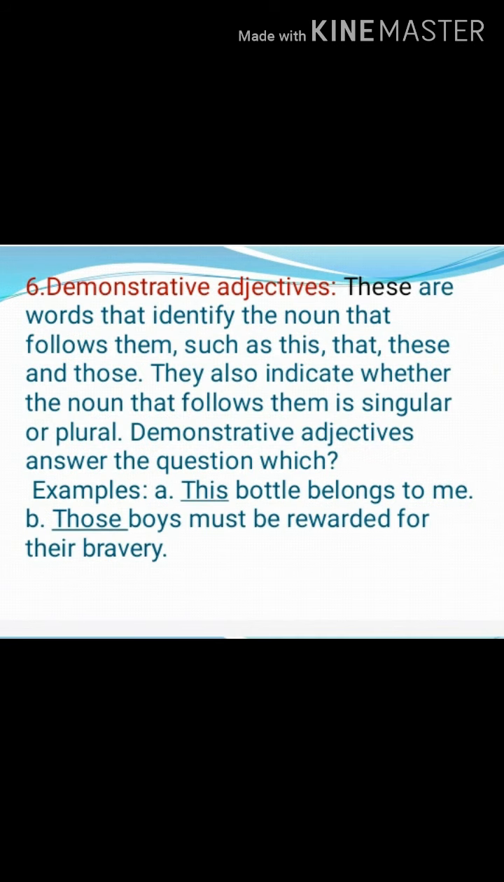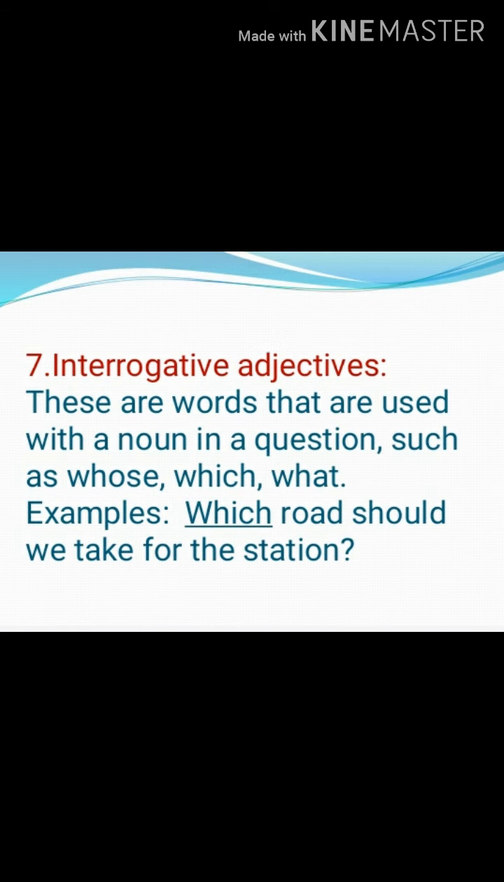Now next comes the demonstrative adjectives. These are the words that identify the noun that follows them, such as this, that, these and those. They also indicate whether the noun that follows them is singular or plural. It also depends upon the singular or plural form. Demonstrative adjectives answer the question which. For example, this bottle belongs to me. Those boys must be rewarded for their bravery. Here this and those both are demonstrative adjectives.